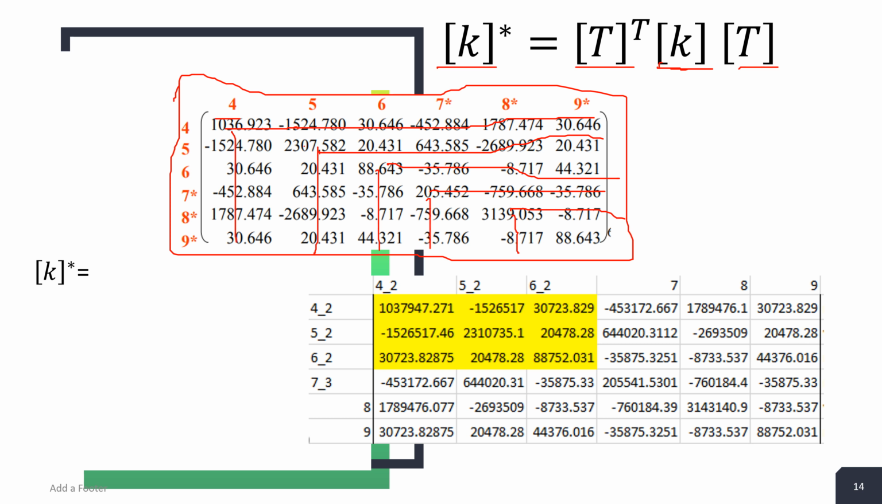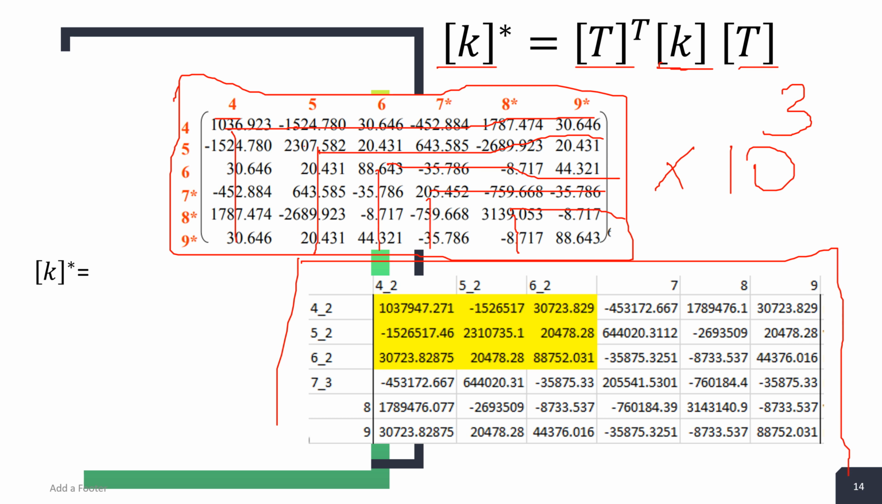So just know the stiffness matrix, the non-transformed one, and even in this case, the transformed one is still symmetric. The same, I think this one has a 10 power 3 outside, so it should tally with the Excel solution, with our Excel solution.